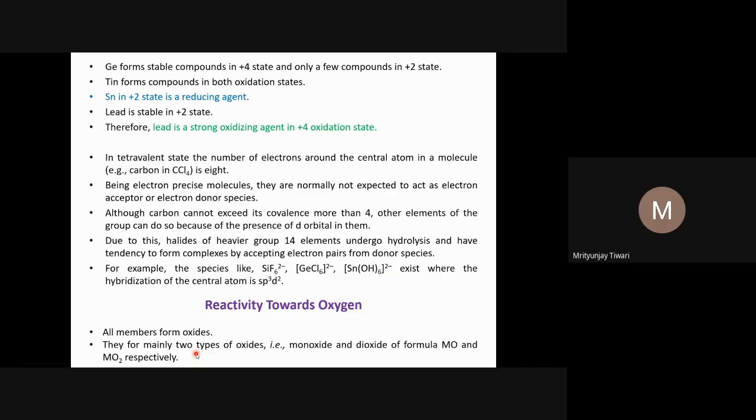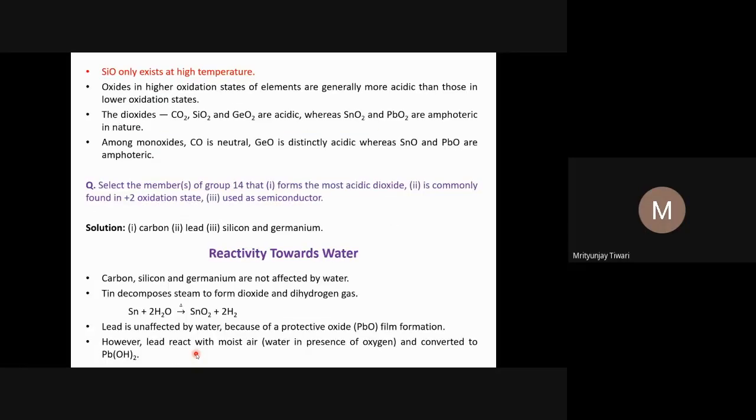So all the elements can form MO and MO2 type of oxides. SiO only exists at a higher temperature. Oxides in higher oxidation state of elements are generally more acidic than those in lower oxidation states. The oxides CO2, SiO2, GeO2 are acidic, whereas SnO2 and PbO2 are amphoteric in nature.